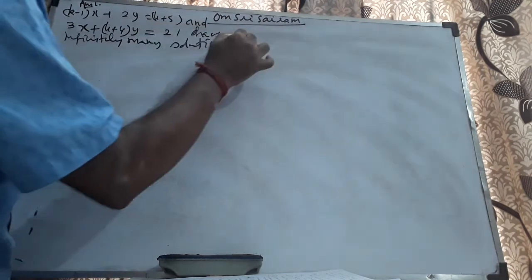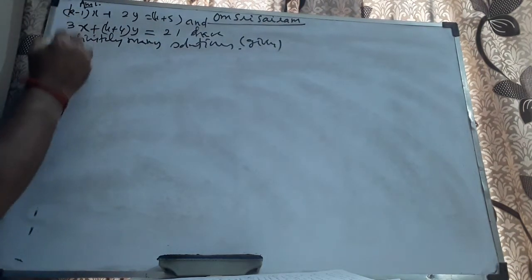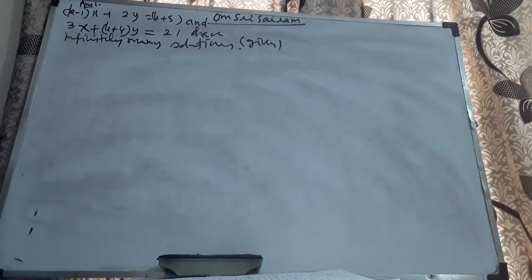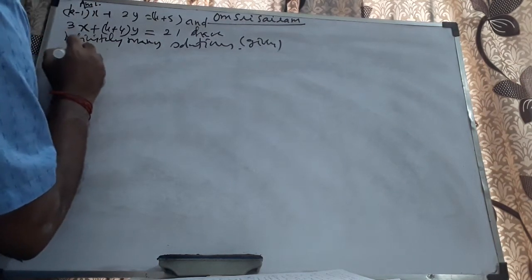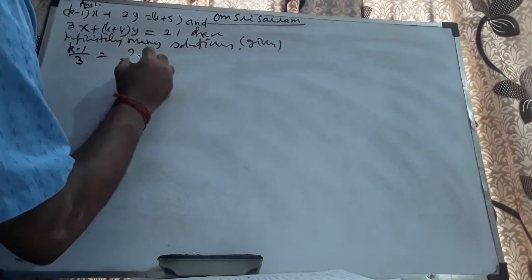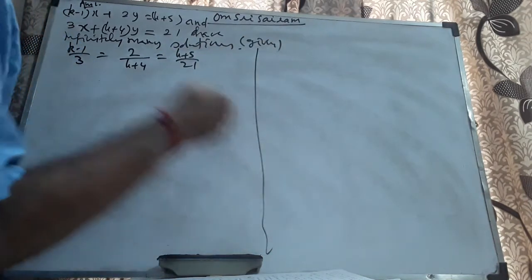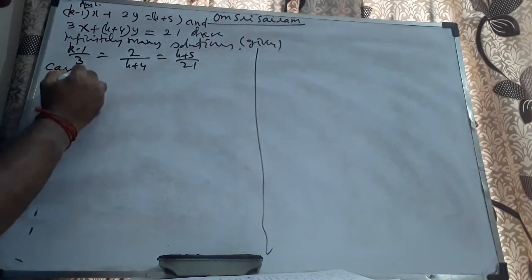This has infinitely many solutions, that is given. Therefore, two equations have infinitely many solutions if the coefficients are in the same ratio. a1 by a2 should be equal to b1 by b2 should be equal to c1 by c2. Therefore, I end up with (k minus 1) by 3 equal to 2 by (k plus 4) equal to (k plus 5) by 21.